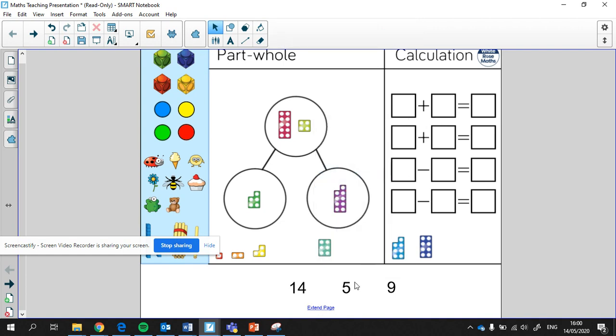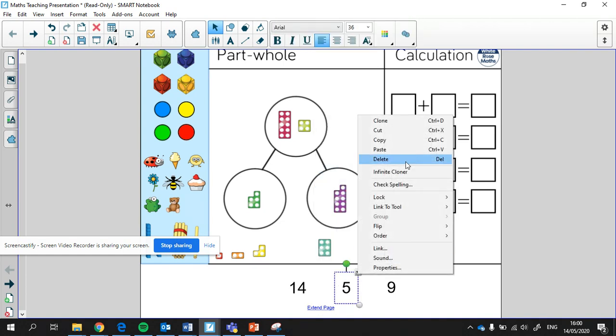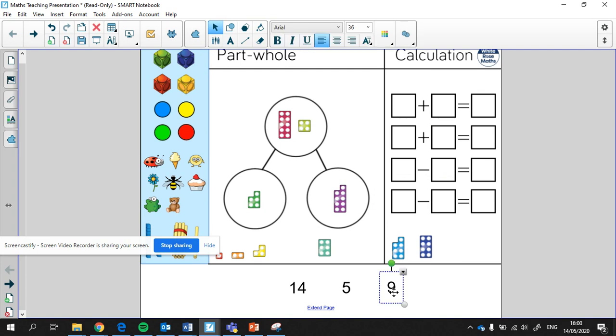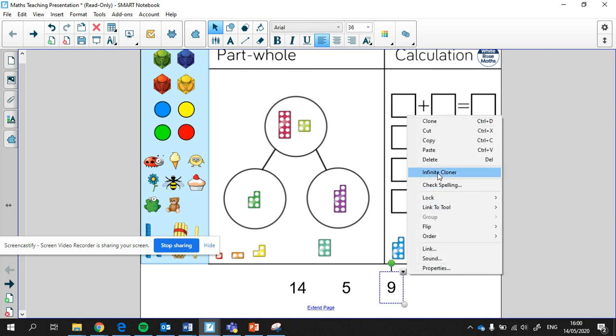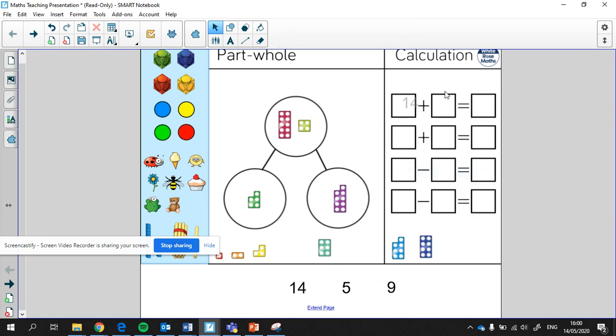So we're going to start again with our additions. Thank you for being patient. There we go. So the biggest number isn't going to go here with our addition. We're going to put it here because the 2 parts will make the whole. 14 is the whole. So we can have 5 and 9, but we can also have 9 and 5. So with addition, these 2 can swap over.